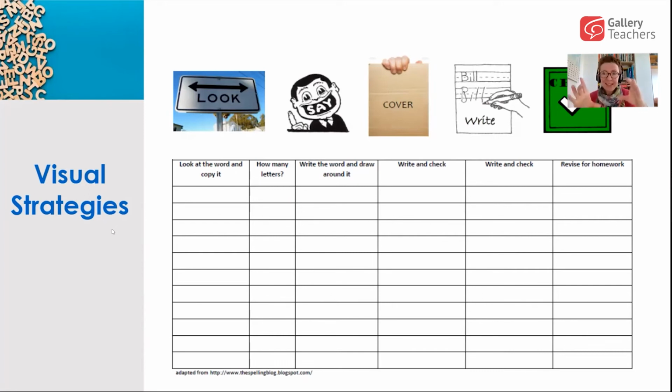Now, in this little table here, which I've taken from Joanna Sterling's amazing spelling blog website, and there's a link for you there, she's broken it down into several columns. First, you look at the word and you copy it, but it's really to look at all those letters. Then count how many letters. You can write the word again and draw around it, especially if there's a B and a P, potential confusion. Then you cover it, you write, and you check. If it's correct, happy days, tick. If you got it wrong, you made a mistake, go through that process again.